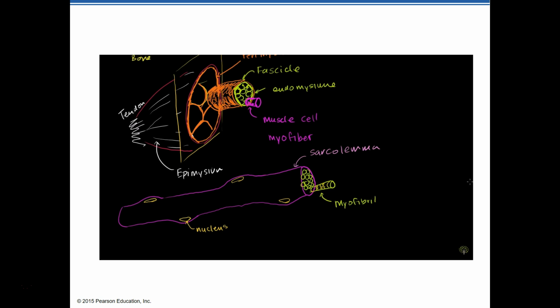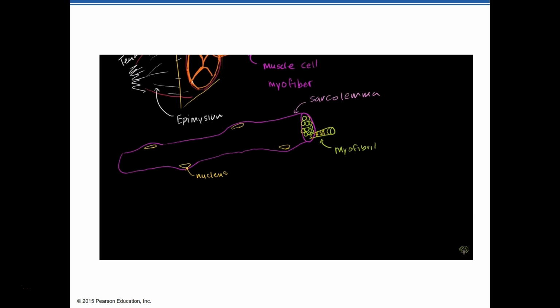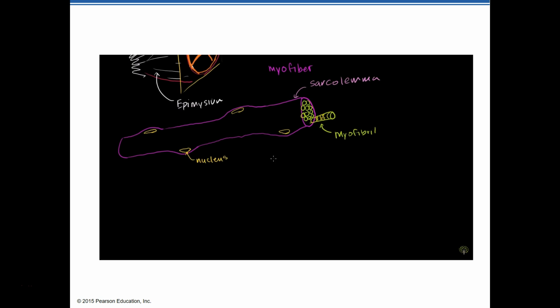So let's zoom in over here on this myofibril. We'll keep zooming until we get to the molecular level. This myofibril, remember, is inside of the muscle cell, inside of the myofiber. The myofiber is a muscle cell. The myofibril you can view as a tube inside of the muscle cell. And these are the things that are actually doing the contraction.